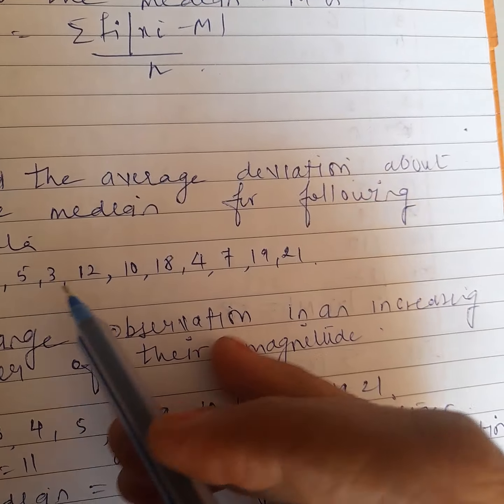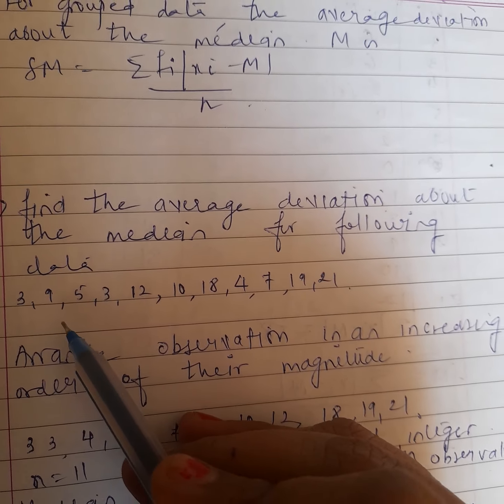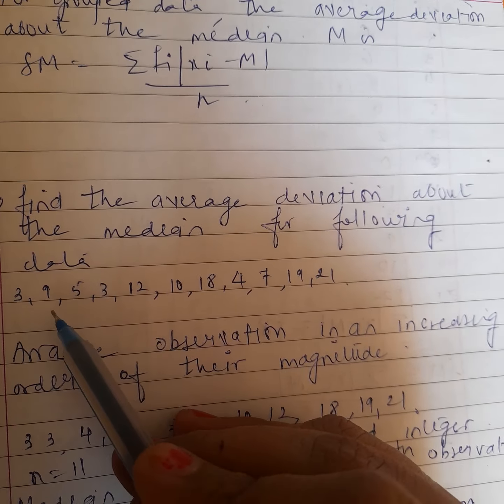Now, we'll see some questions based on median. The first question is to find the average deviation about the median of the following data. The data is 3, 9, 5, 3, 12, 10, 18, 4, 7, 19 and 21. So the first step is to calculate the median.